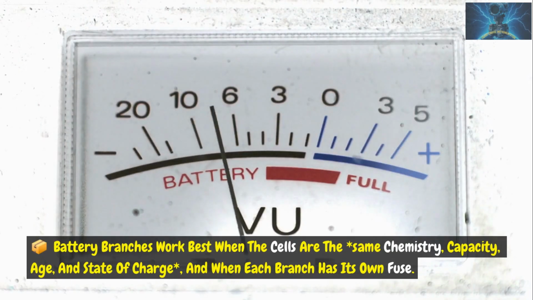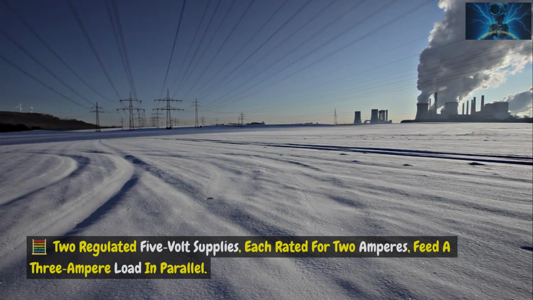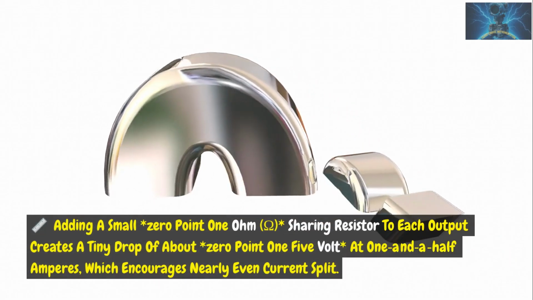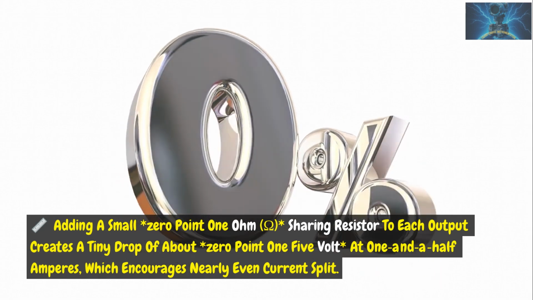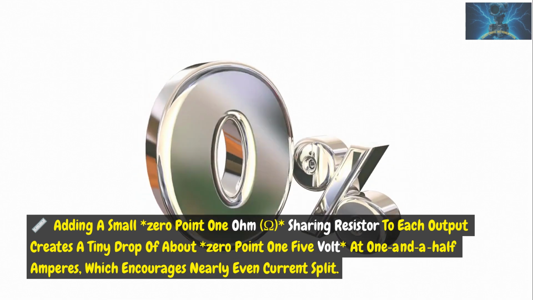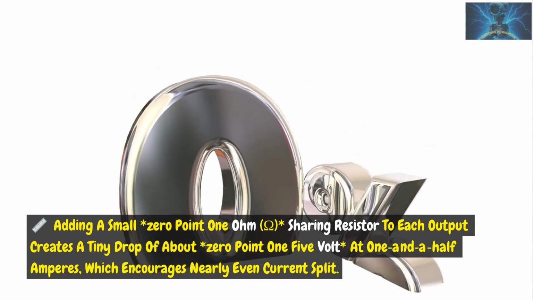Battery branches work best when the cells are the same chemistry, capacity, age, and state of charge, and when each branch has its own fuse. Worked example. Safe sharing in words. Two regulated 5-volt supplies, each rated for 2 amperes, feed a 3 ampere load in parallel. Adding a small 0.1 ohm sharing resistor to each output creates a tiny drop of about 0.15 volt at 1.5 amperes, which encourages nearly even current split.